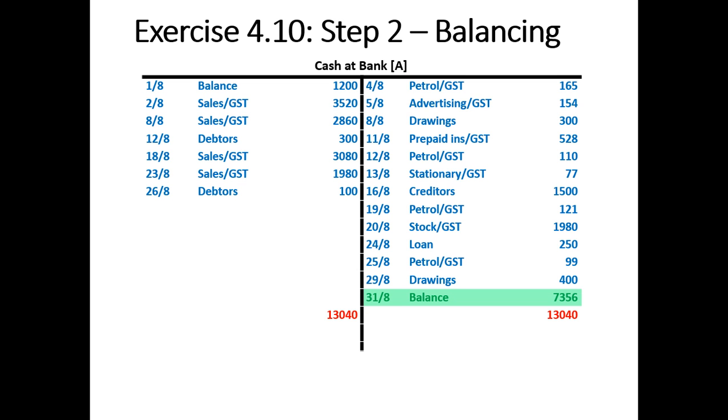We'll write our date as the last day of the period, which is the 31st of August, and we'll write the word balance. Need to carry that down for next period, so we've got the 1st of September, and we write the word balance, and we put the same number down, 7356.